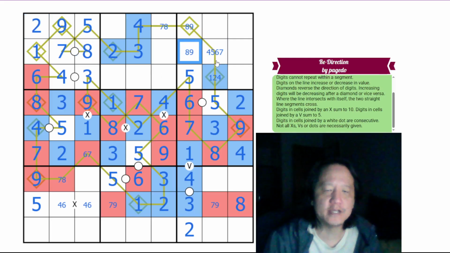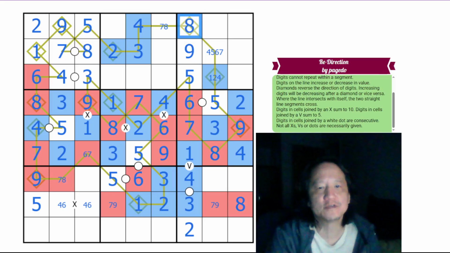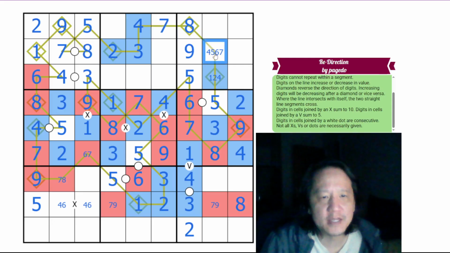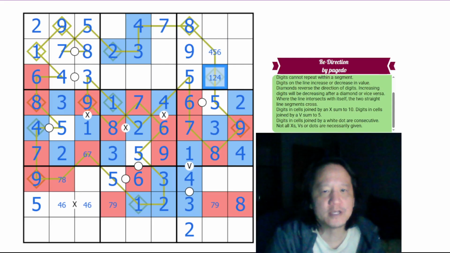This 8 eliminates 8 here, so this is 9, which eliminates 9 here, so it's 8. 8 eliminates 8 here, so it's 7. This cannot be 7 here. This can't be 4 here.